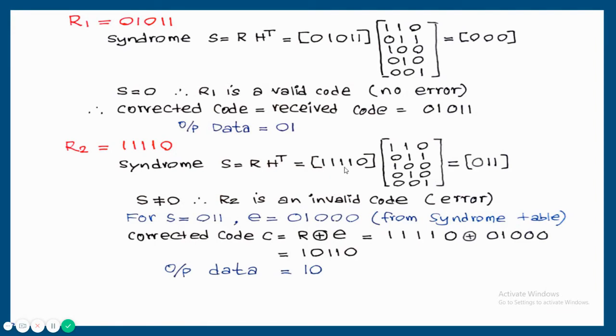Received code is 11110. So 11110 plus error pattern. So answer is 10110. From this 5 bits, leftmost k bits are data bits. That is leftmost 2 bits are data bits. So the output data is 10.